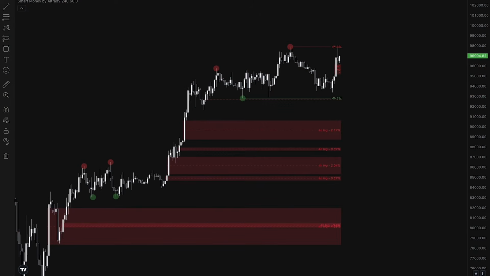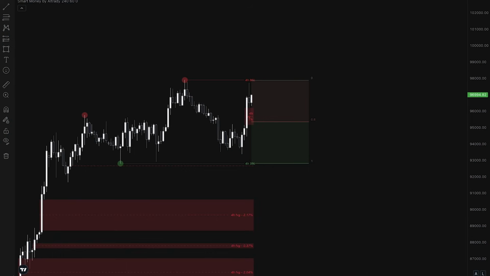It also shows fair value gaps. These gaps are created when price moves too quickly. The indicator tracks them in real time and automatically removes fulfilled ones. And last but not least are the premium and discount zones. Based on the Fibonacci range, in the discount zone it's more favorable to look for longs. In the premium zone it makes more sense to look for shorts. It's the buy low, sell high logic finally made practical.